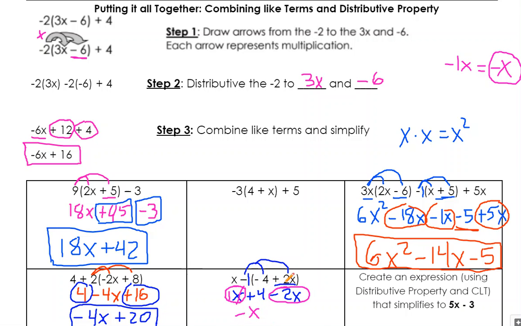So my answer here would be negative x. I combine these two. These are kind of gone because they combined and made this negative x. And now I'm left with this plus 4. There's no constants here, so I am just going to write plus 4. And that right there is my final answer. I can't do anything else.